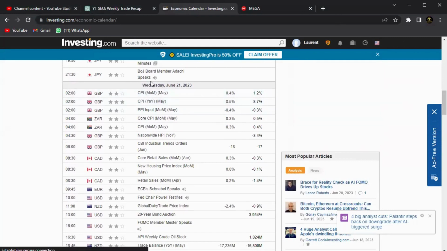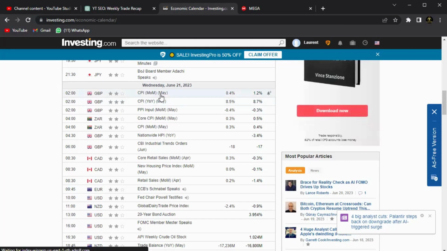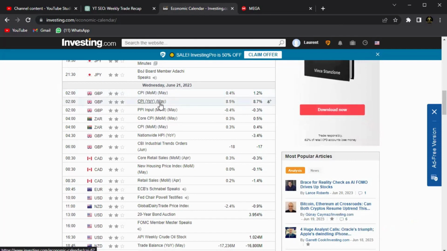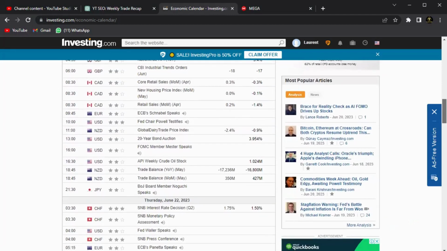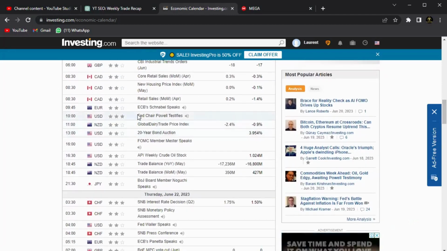Wednesday today, tomorrow, we're going to have GBP CPI MoM. We're going to have CPI YoY for May. We're going to have CAD core retail sales. That's a strong fundamental. The CPI will obviously be the strongest fundamental of the day, but we'll also have CAD. We'll have US. We'll have the USD, we'll have the New Zealand dollar fundamental here.